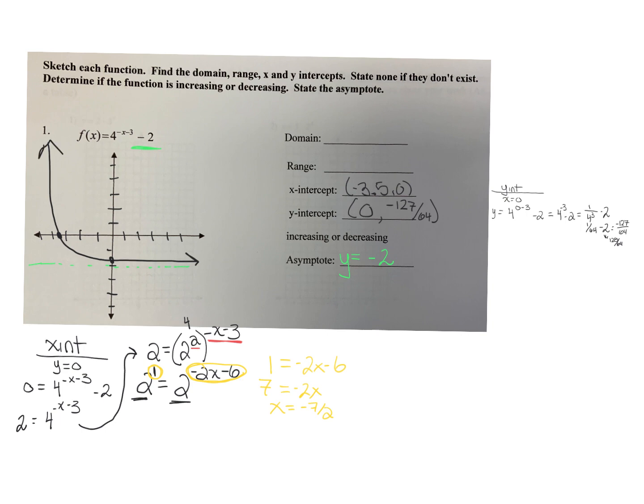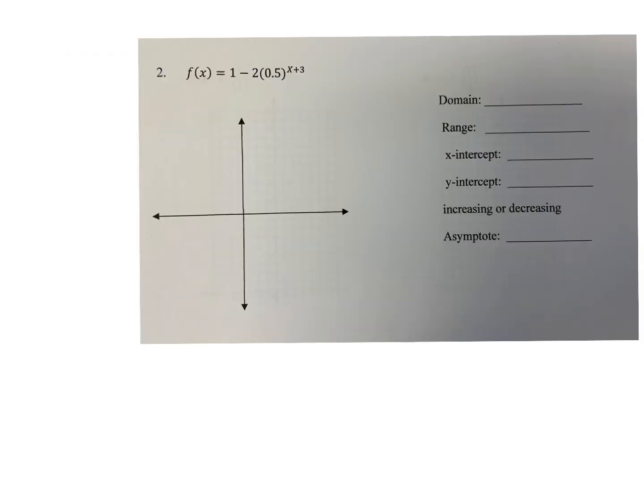So there's my graph. My domain is negative infinity to infinity. And my range is going to be negative 2 to infinity because I started at negative 2 and get bigger. On this one, all of these tangent lines are negative slopes, so this graph is decreasing.